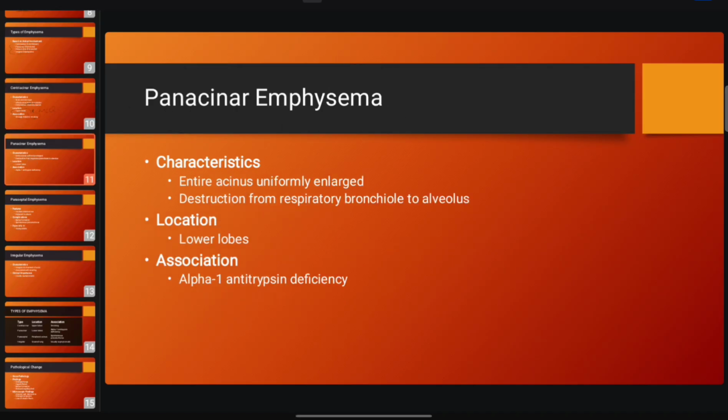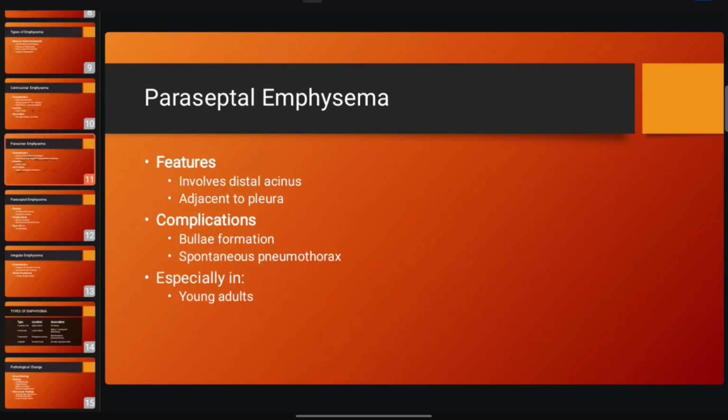Now we talk about the next type, which is panacinar. The entire acinus is uniformly enlarged, with destruction from respiratory bronchioles to alveolus, and its location is lower lobe and associated with alpha-1 antitrypsin deficiency. These are 2 MCQs you can face in the MCQ portion. And then paraseptal emphysema. It involves the distal acinus and is adjacent to pleura. Complications include bulla formation and spontaneous pneumothorax, especially in young people.